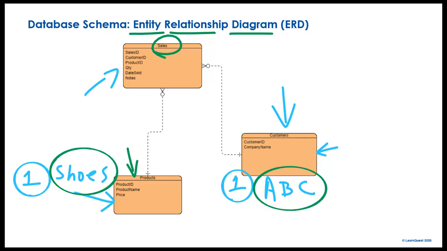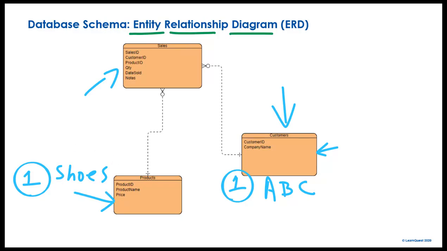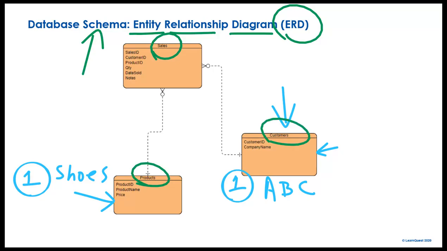Right? So when somebody says entity relationship diagram, or they're talking about an ERD, they're really talking about the database schema and how the tables are related to one another. What makes it a schema is the fact that these columns exist inside of these tables or these entities.